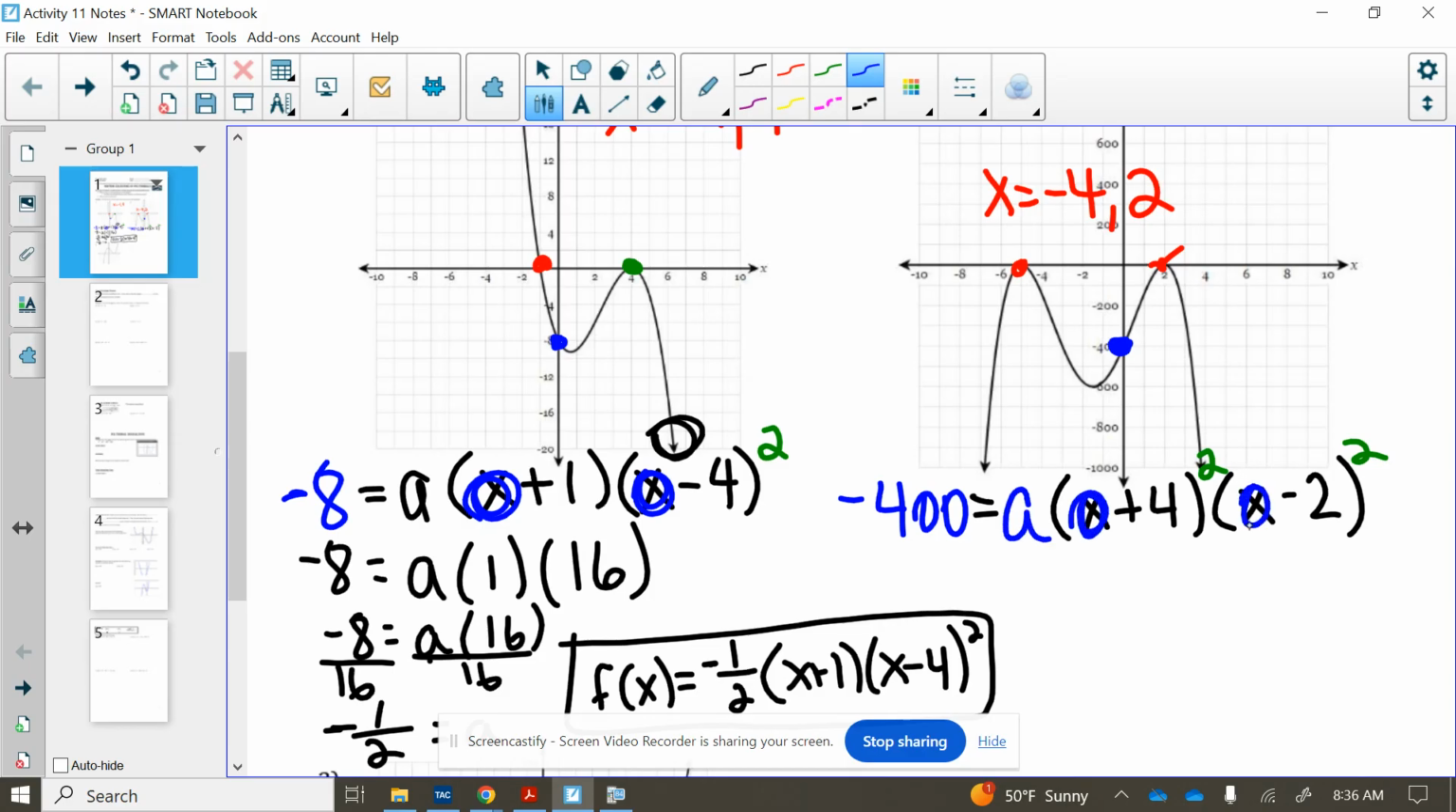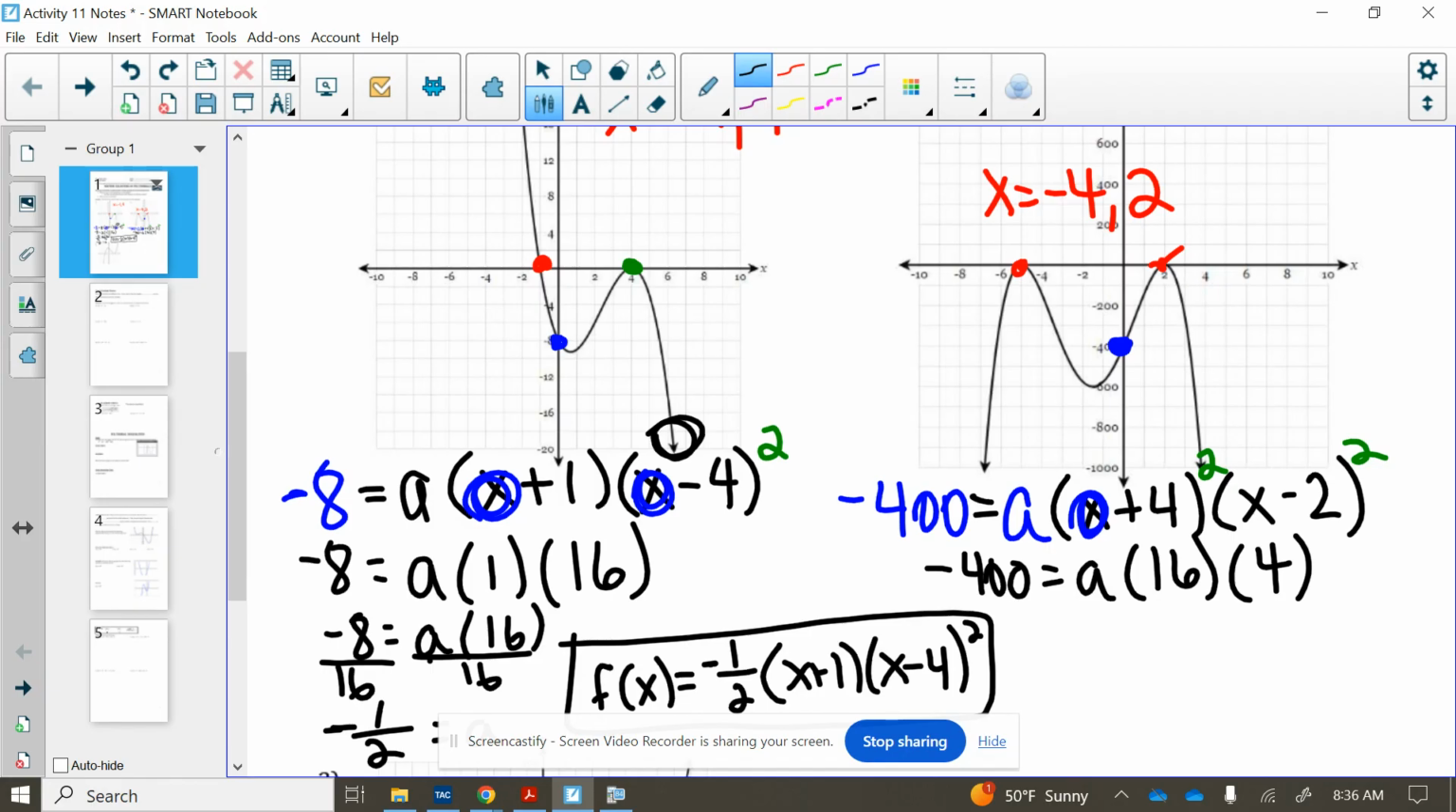Now again, if we want to this time solve for what our a value out front is, we can plug in 0 for x and know that the output value would be -400 because that is our y-intercept. So what we can do from here then is start simplifying. We have -400 equals a, 0 plus 4 is 4, squared is 16. 0 minus 2 is -2, squared is 4.